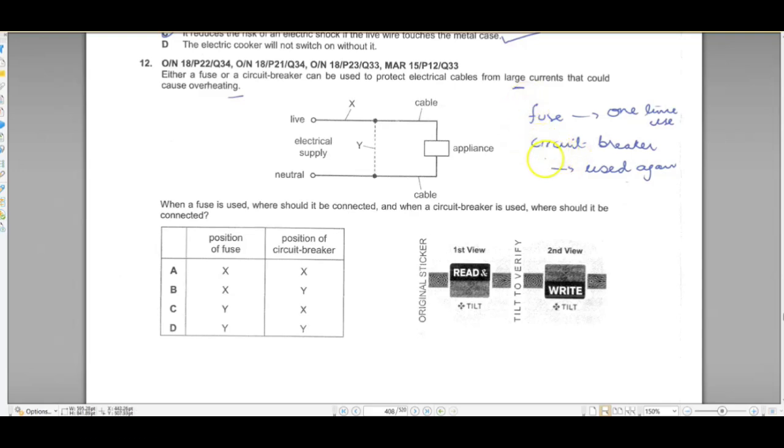If a fuse and circuit breaker are serving a purpose that it should stop any large current that could cause overheating, they should be placed at the same place. Okay? So this is the live wire. It should be placed somewhere over here, the fuse or the circuit breaker as well. So that if the live wire gets a large current, it is stopped over here before it goes to any appliance or anything else. Okay, so here it should be. So the position of the fuse and the position of the circuit breaker should be the same. So they should be at X.